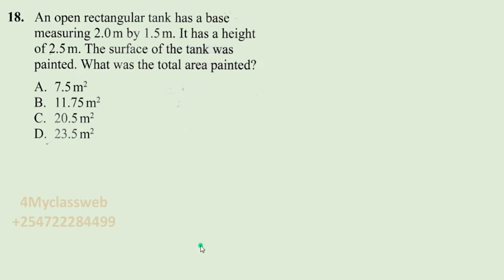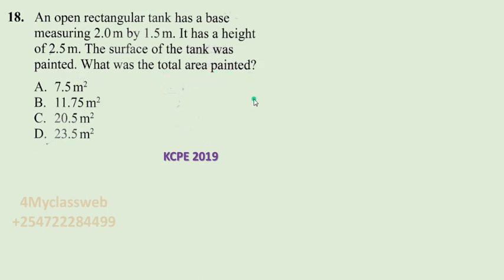The question that I want to explain was number 18, and it was from the KCPE for the year 2019. It has been requested by one of the viewers. Now the question reads, an open rectangular tank has a base measuring 2.0 meters by 1.5 meters. It has a height of 2.5 meters. The surface of the tank was painted. What was the total area painted?